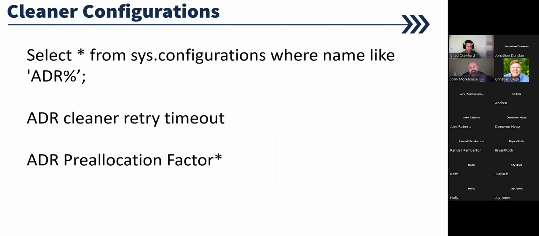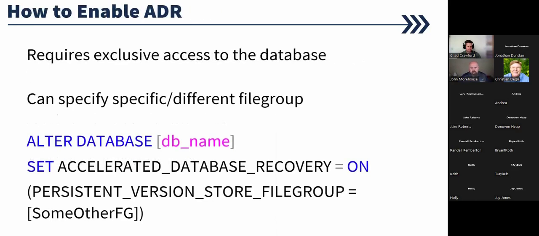How do you enable ADR? It does require exclusive access to the database. It is a simple ALTER DATABASE name SET ACCELERATED_DATABASE_RECOVERY ON. And you can specify a different file group. So if you have a database with multiple file groups, you could put things related to ADR into a different file group, if you so desire.